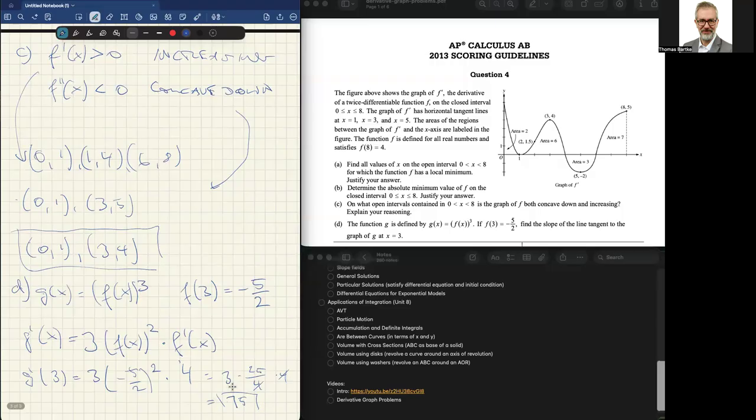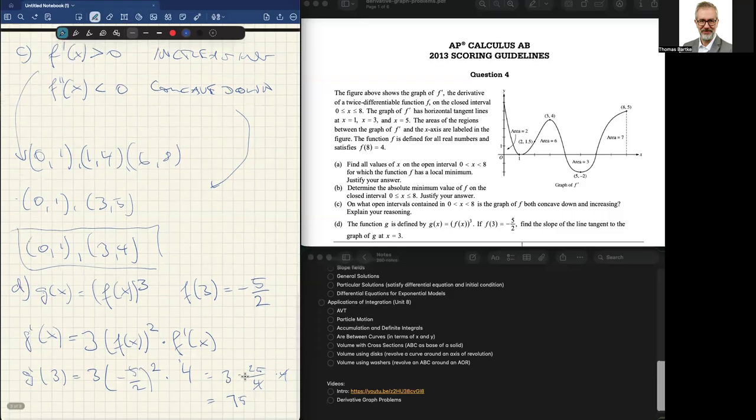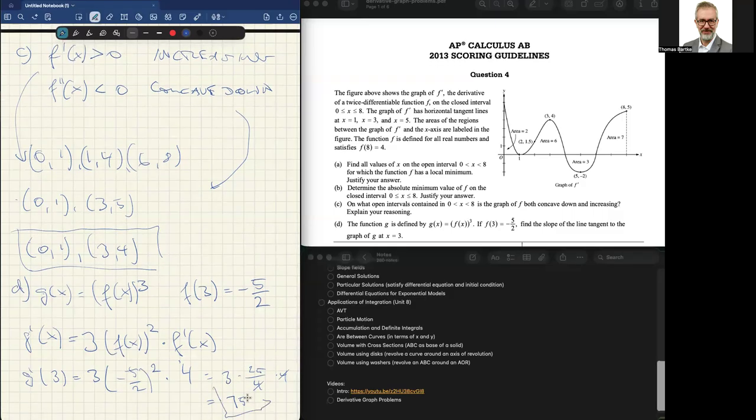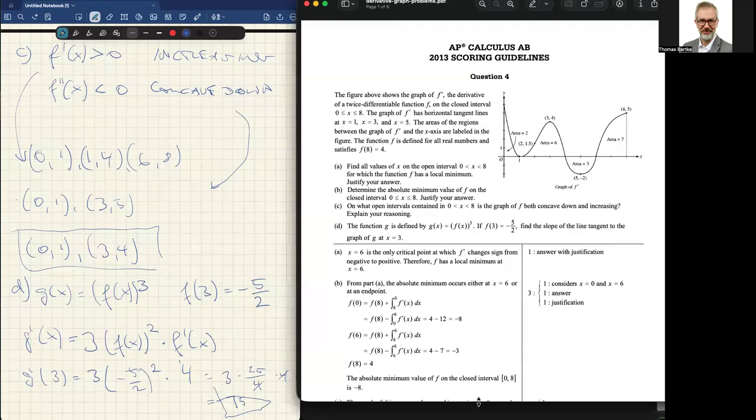Oops, too low here. This looks like a square root now. Let's see. Anyway, that's the answer. Okay, there you go. That's the model. Let's double check if we're right. The answers are right here.